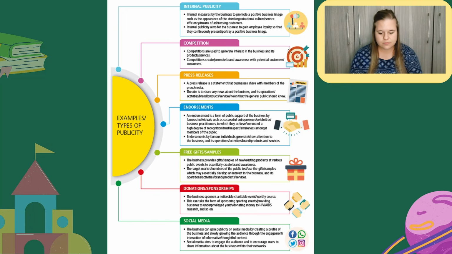Social media. The business can gain publicity on social media by creating a profile of the business and slowly growing the audience through engagement, interaction of informative and thoughtful content. Social media aims to engage the audience and to encourage users to share information about the business with their networks.